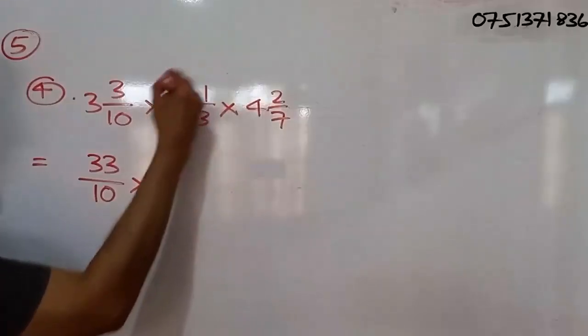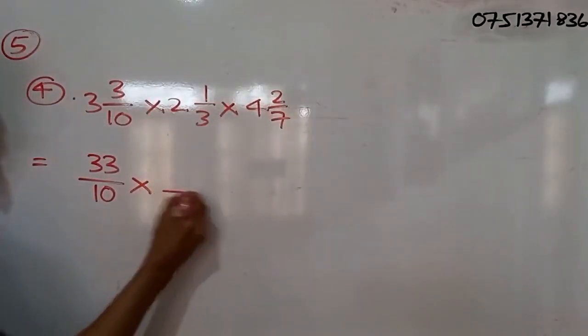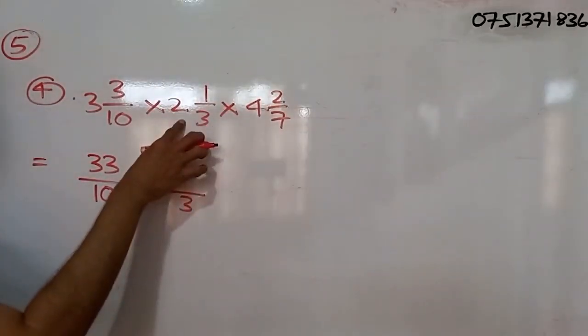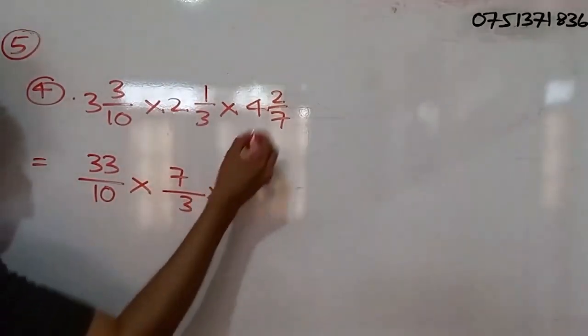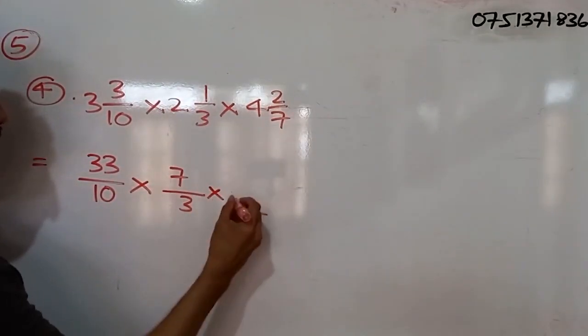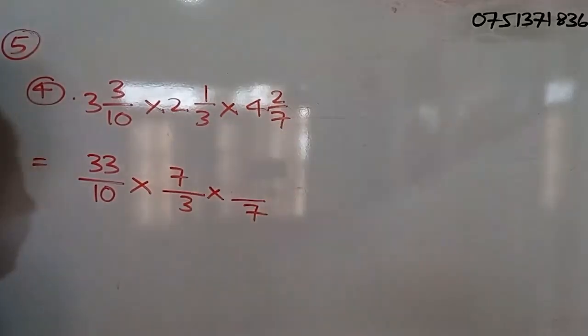So here when you consider this fraction, the denominator will be 3. 3 times 2, that is 6. Add another 1, it becomes 7. Right? Here the denominator will be 7. Right? 7 times 4, that is 28. Add another 2, it becomes 30.